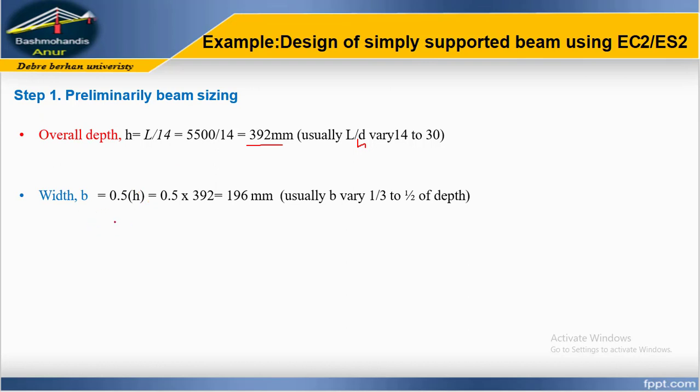The width usually varies between 1/3 and 1/2 of the depth. For this case, I took 0.5, which means 1/2 times the depth h. Therefore, the preliminary width is 196 mm. So, the width is taken as 200 mm and the overall depth as 400 mm. So the dimension of the beam is 200 by 400 mm.